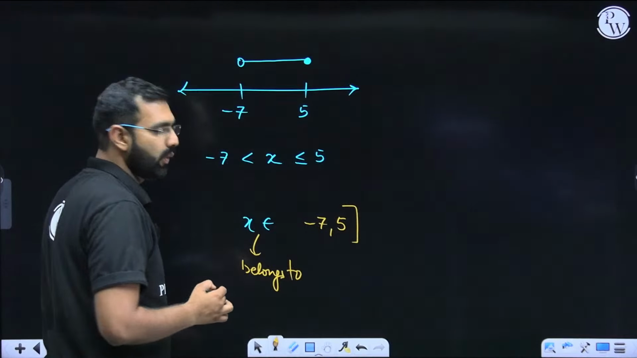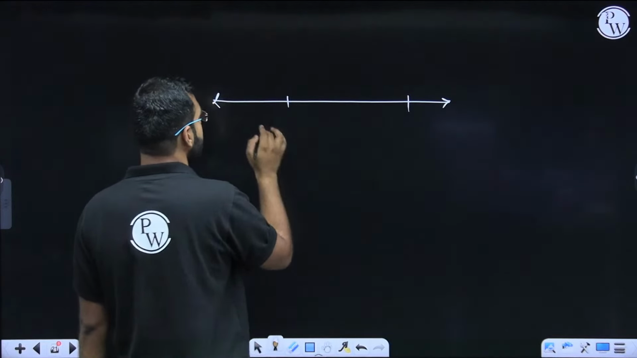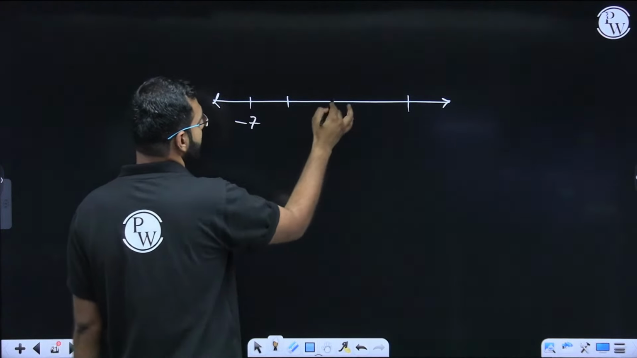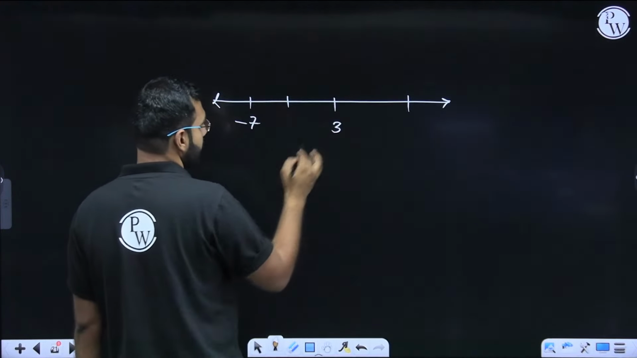When we talk about union and intersection, for example, there is a number which is from, let's say, minus 7 to 3, and there is a number which is from, let's say, 0 to 5. So this is the number which is from 0 to 5, and there is a number which is from, let's say, -7 to 3, like this. I hope you're understanding it. Everybody with me on this?